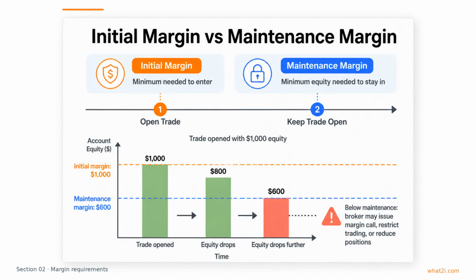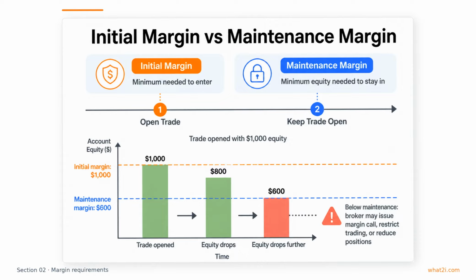Two margin terms matter most in practice: initial margin and maintenance margin. Initial margin is the minimum amount required to open the trade in the first place. Maintenance margin is the minimum equity you must keep in the account to continue holding that trade after it is open. In many cases, the maintenance requirement is lower than the initial requirement, which gives the trade some room to fluctuate. But if losses reduce your equity below that maintenance level, the broker may step in. That is the point where margin calls, trading restrictions, or liquidation risk begin to matter.